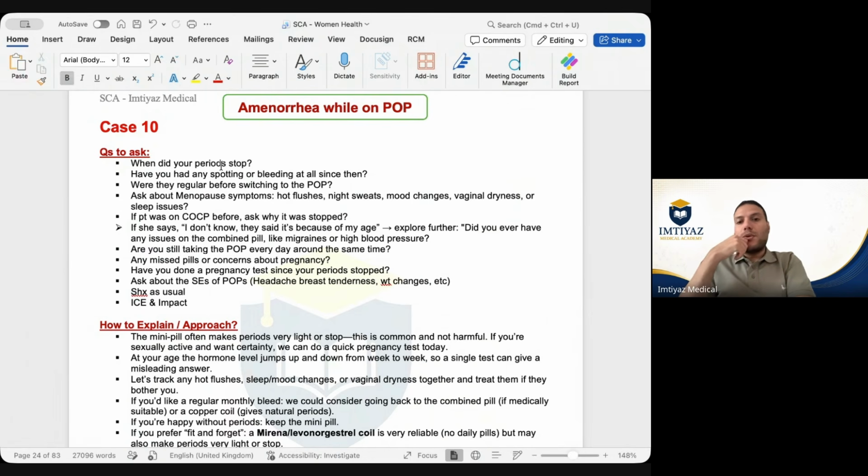So these are the important questions here. Sexual activity, any chance you are pregnant, and why did they stop the combined tablets? Are you smoking? What is your body weight? Any history of blood clots? So contraindications for combined pills, asking about menopausal symptoms, and whether she takes her tablet every day as prescribed or not. And you can ask if she's having any other side effects from the mini pills: any breast tenderness, any headache, any weight changes, any acne on your face or not.